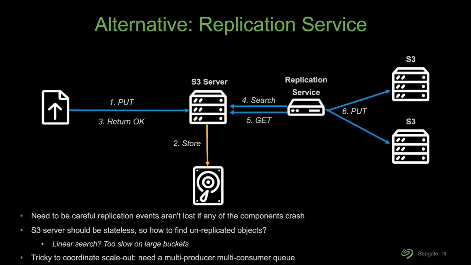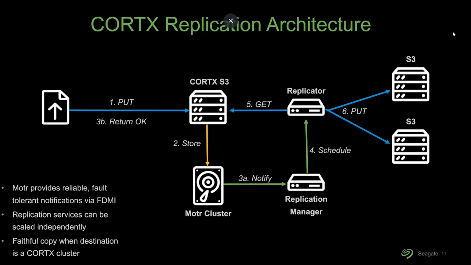And the S3 service APIs don't really have a good way to look for unreplicated objects. So we wouldn't want to do, say, a linear search on a large bucket to see if we missed anything. That would be a performance problem there. So what we really need is something like a multi-producer, multi-consumer queue, where we can have these replication events that are occurring as S3 objects are being put, and then the replication service is able to handle those. We need to be persistent with this queue to make sure that we don't lose any events. So that is the architecture that we are using for CORTX.